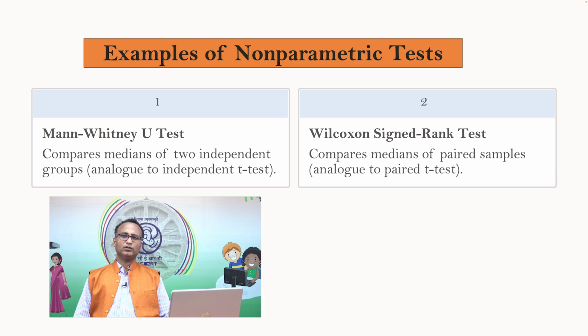Similarly, we have the Wilcoxon signed-rank test. Here also it compares the medians of paired samples. In t-tests we have an independent t-test and a paired t-test, but in non-parametric data analysis, we have a separate test, the Wilcoxon signed-rank test, where you can compare two paired medians.